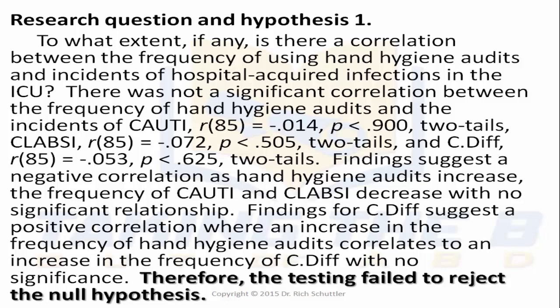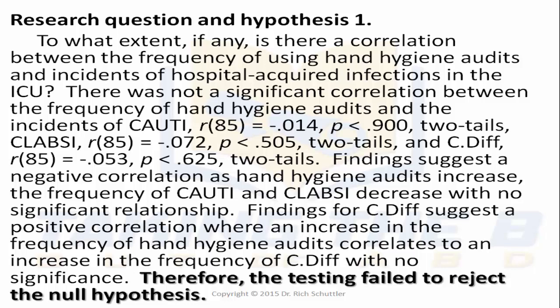He goes on to indicate findings suggest a negative correlation: as hand hygiene audits increase, the frequency of the CAUTI and CLABSI decrease with no significant relationship. Findings for the C. diff suggest a positive correlation, where an increase in the frequency of hand audits correlates to an increase in the frequencies of C. diff with no significance. Therefore, the testing failed to reject the null hypothesis. This was his whole paragraph on research question number 1.